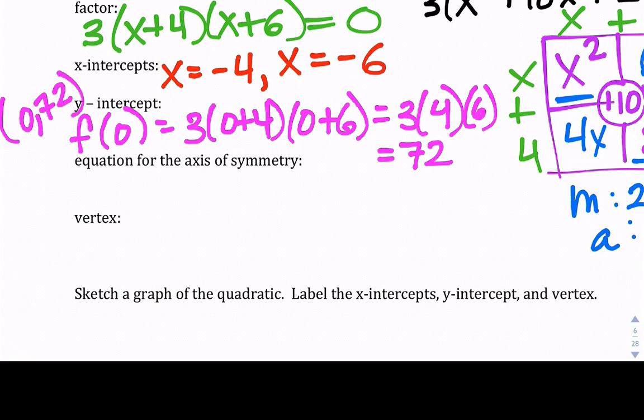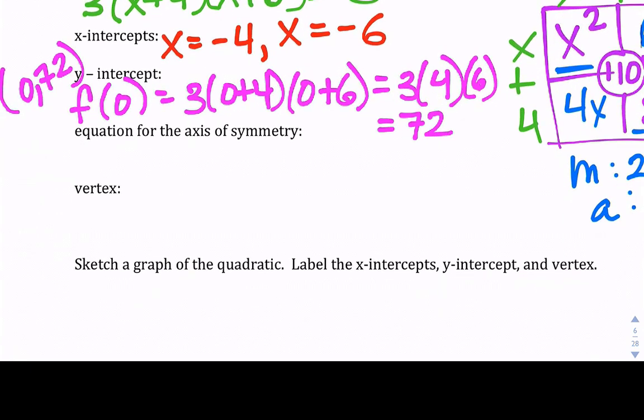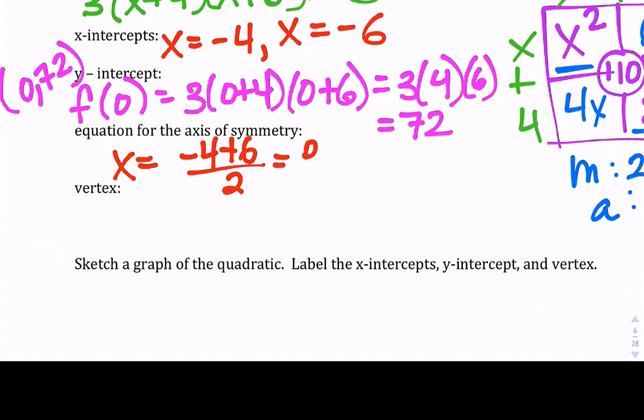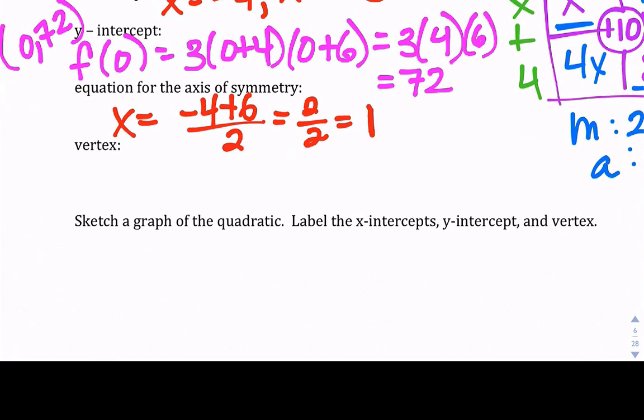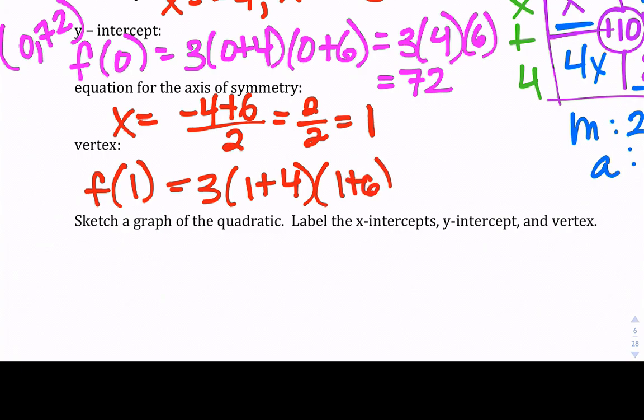The equation for the axis of symmetry is the point in between our x-intercepts. So we're looking at negative 4. We're going to add the 6 to that, but then take half because we want the middle. So that's 2 over 2, which is 1. So x equals 1 is our line of symmetry. To find the vertex, we plug in that 1 and we solve. So 1 plus 4, 1 plus 6. So we got 3.